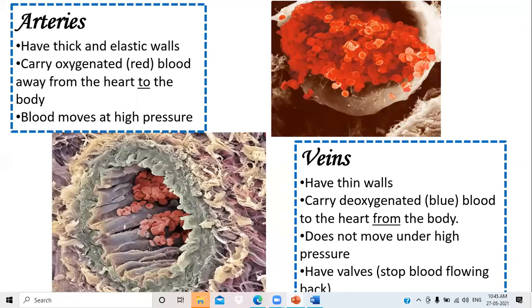Okay, do you understand? Yes. All right, so the arteries are like a very high-speed road. They have thick and elastic walls. They carry the oxygenated blood, and the blood moves inside them by high pressure. The veins have thin walls. They carry deoxygenated blood, and the blood moves inside them by valves. The valves are the ones that control the movement of the blood inside the veins.